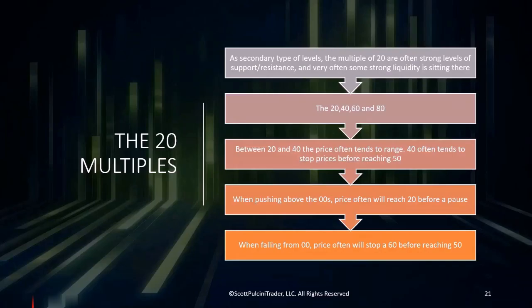You see a big drop, it comes down from the round number, goes all the way down, and you'll be like, yeah, we're going to go to the 50 below, but most likely it's going to get around the 60. There's going to be some strong liquidity sitting on the 60, and it's likely to stop there before reaching the 50 and pull back, comes back up.